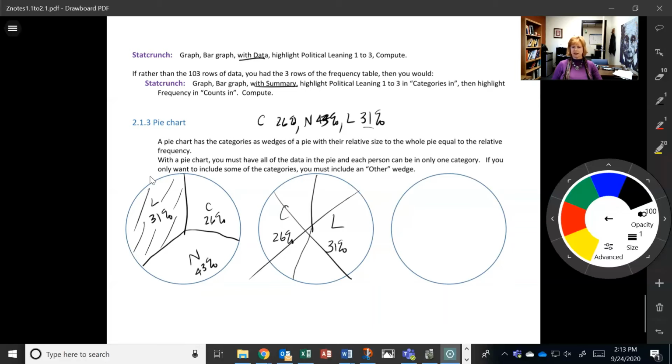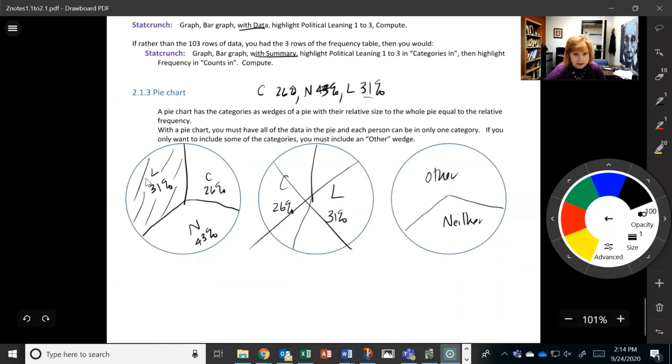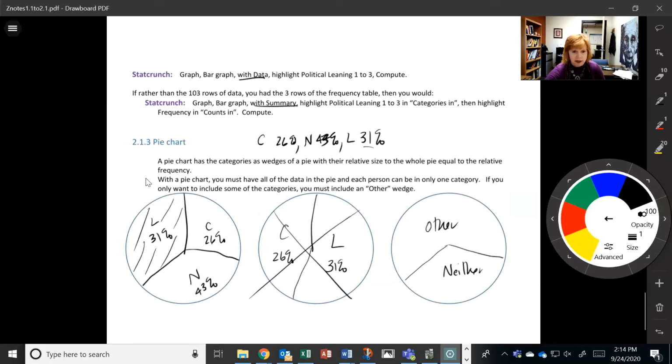Now I can just use one. I might ask, how many do I have that are neither liberal nor conservative? If that's the only thing I'm interested in, I might say, here's my neither, and here's the rest. So I can combine them into one big group. I can combine the liberal and the conservative and say this has some political leaning, this has no political leaning. I can split it up like that, but I can't just leave one out and make everything else bigger. Both great graphs.